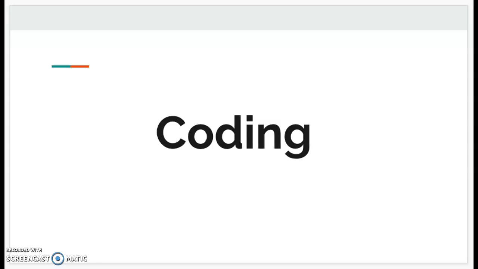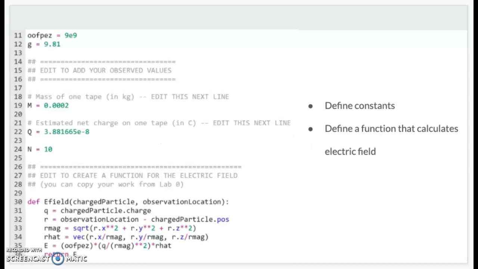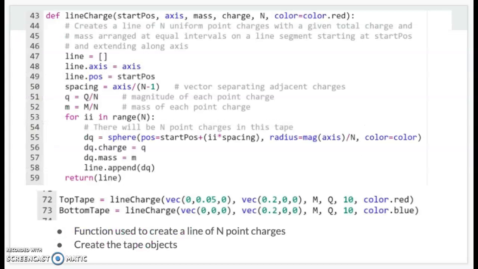So now for the interesting part of Lab 2, the coding section. First, I defined some constants, including the mass of the tape, the number of point charges to model the tape with, which I chose 10 point charges for, and the charge of the tape, which I got using guess and check until the electric force magnitude was equal to the gravitational force magnitude in the program's output. I also defined a function that calculates the electric field at a location made by a given charged particle. Next, this function is used to create a line of n point charges with the given position, axis, and total charge. We then make two statements that use the function to create the tape objects, which are lines of point charges representing the pieces of tape.